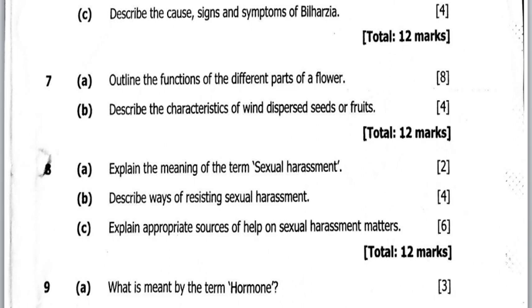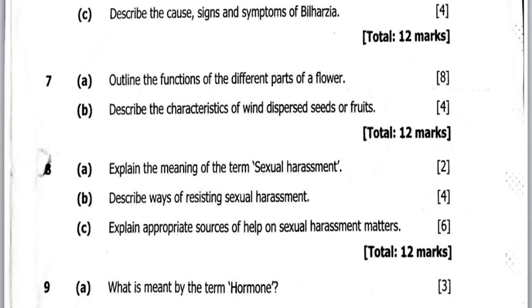Alright, question 8. Explain the meaning of the term sexual harassment. So what is the meaning of the term sexual harassment? Sexual harassment is an effort to achieve sexual satisfaction by taking advantage sexually of someone of the opposite sex. That is sexual harassment.